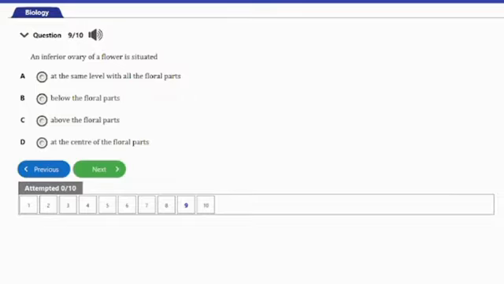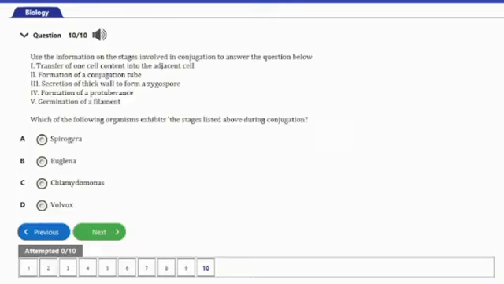Let's go ahead and consider the next and the last question. That's question number 10 here. It says, use the information on the stages involved in conjugation to answer the question below. Alright, we have here I, transfer of one cell contents into the adjacent cell. II, formation of a conjugation tube. III, secretion of thick wall to form a zygospore. IV, formation of a protuberance, and V, germination of a filament.